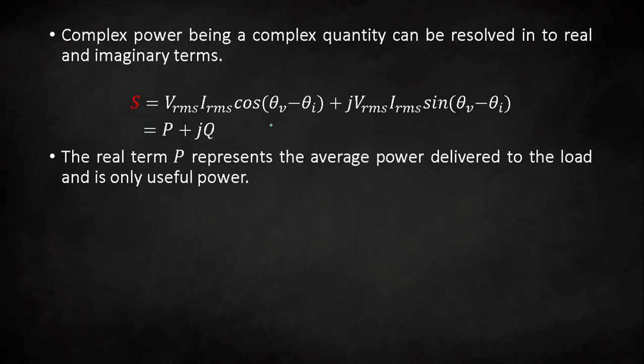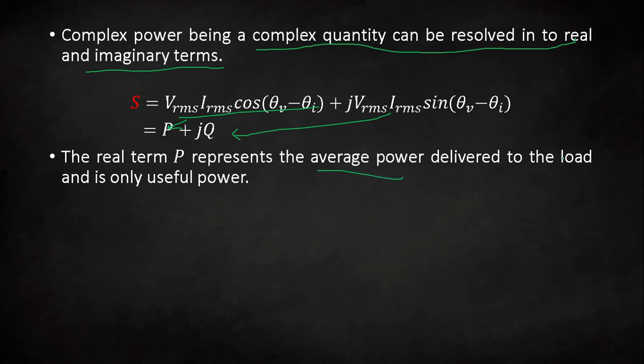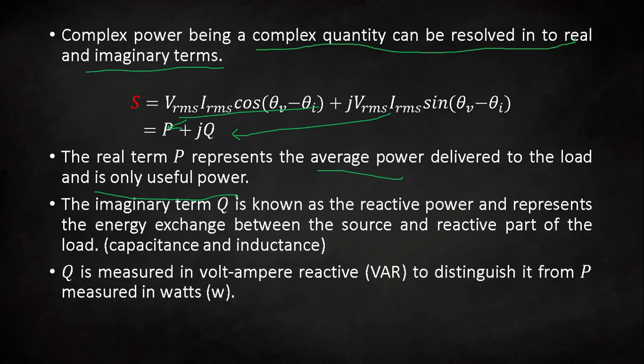The unit of P is watt, and the unit of Q is VAR. Now, we were discussing that complex power is a complex quantity, and that can be resolved into real and imaginary parts. So this is your active power P, and this is your reactive power Q. The real term P represents the average power delivered to the load, and it is the only useful power. The imaginary part, or reactive power, represents the energy exchange between the source and the reactive part of the load, that is, whether your load is capacitive or inductive.